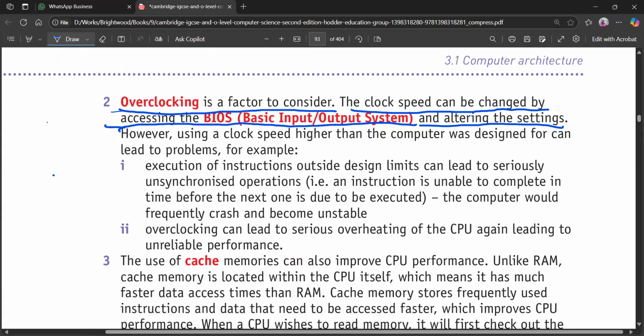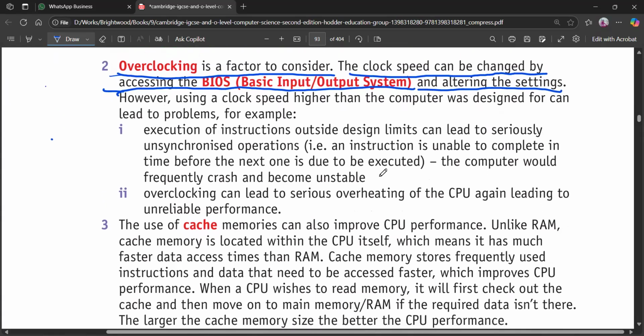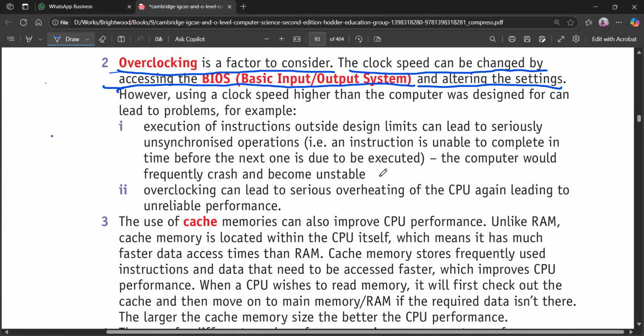So it follows from these things that execution of instructions and overheating in the CPU can limit the speed of the computer.